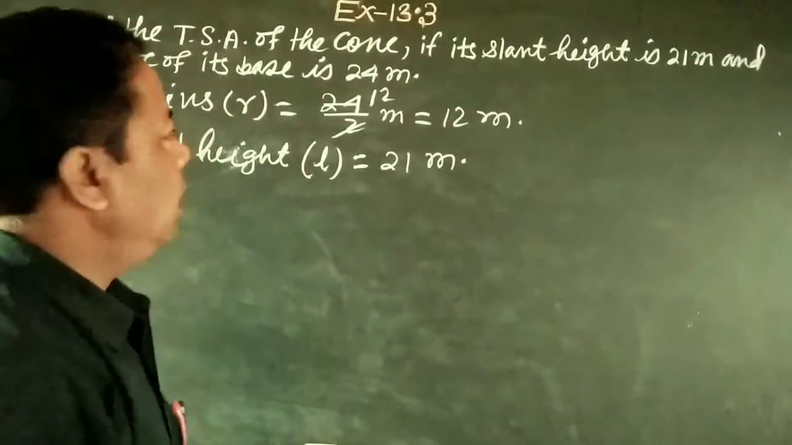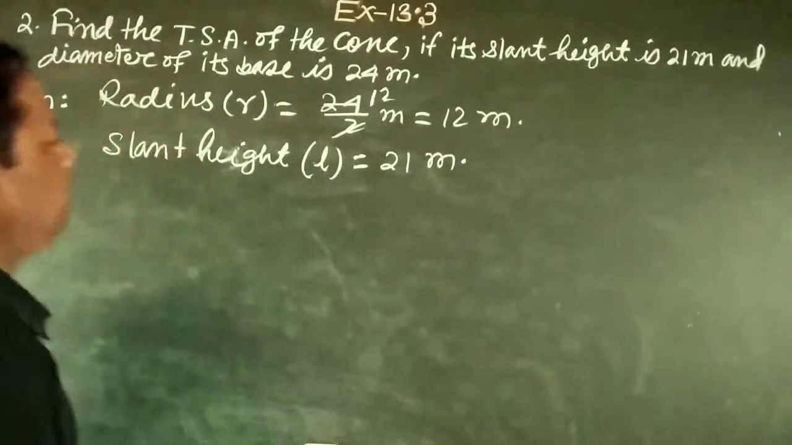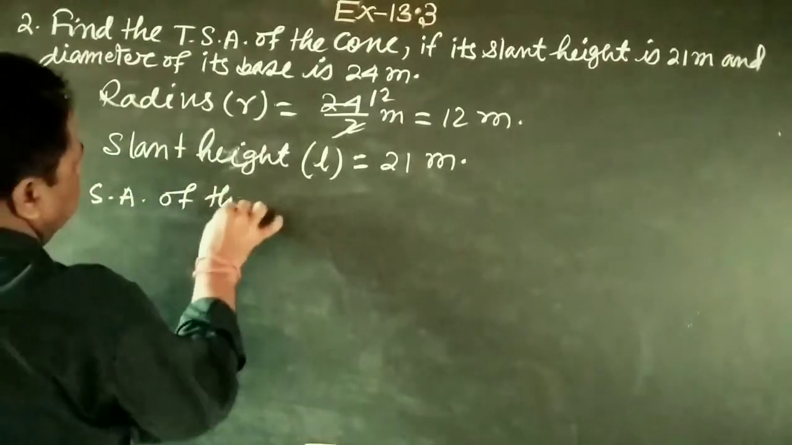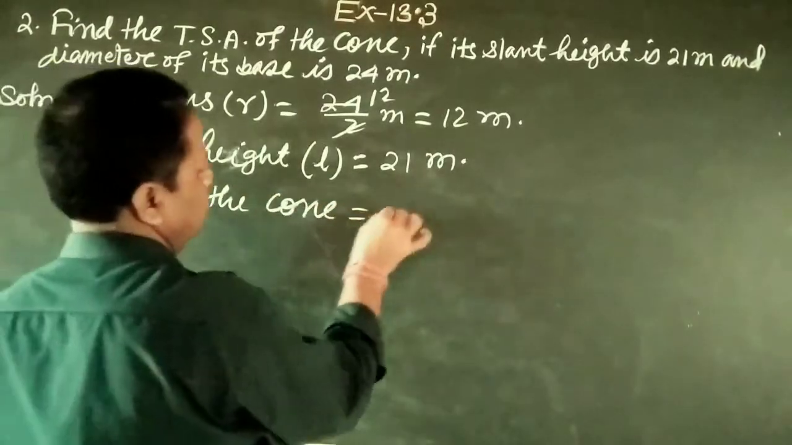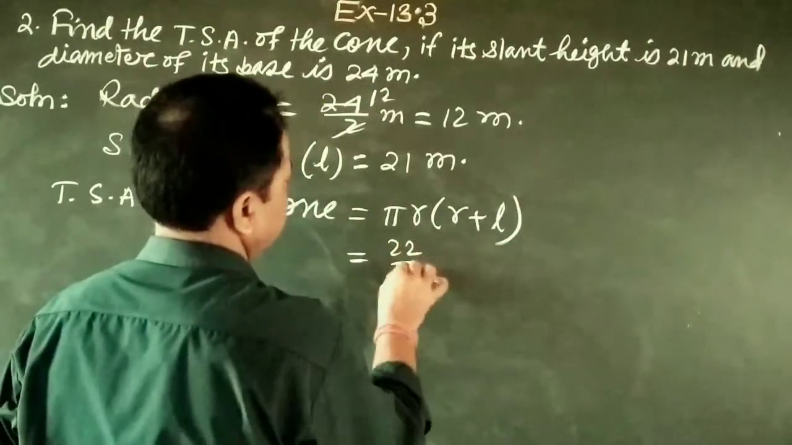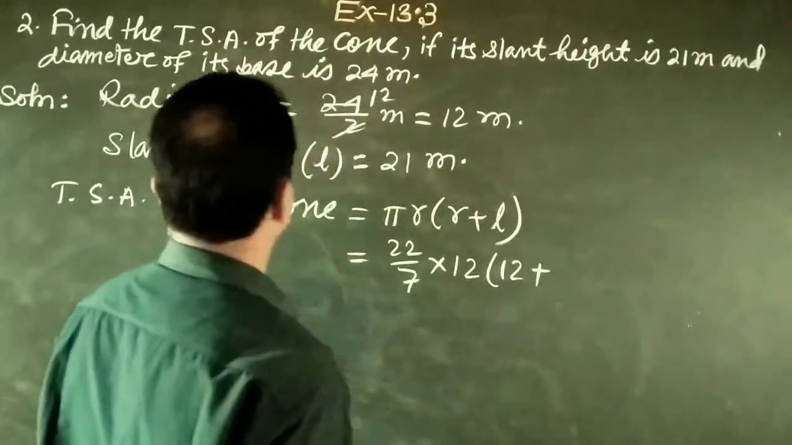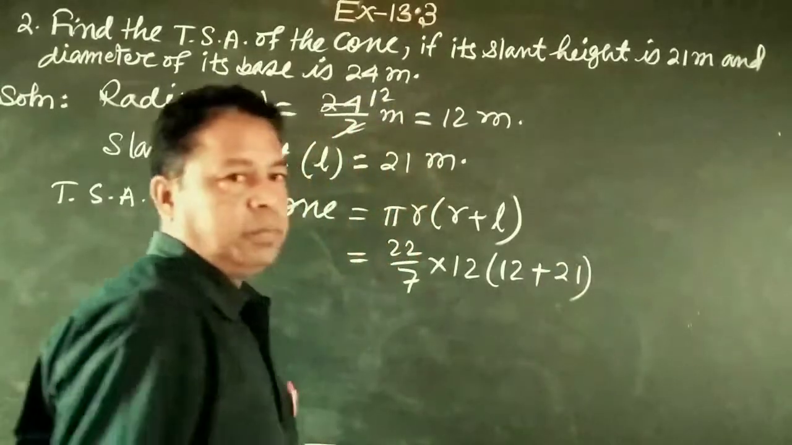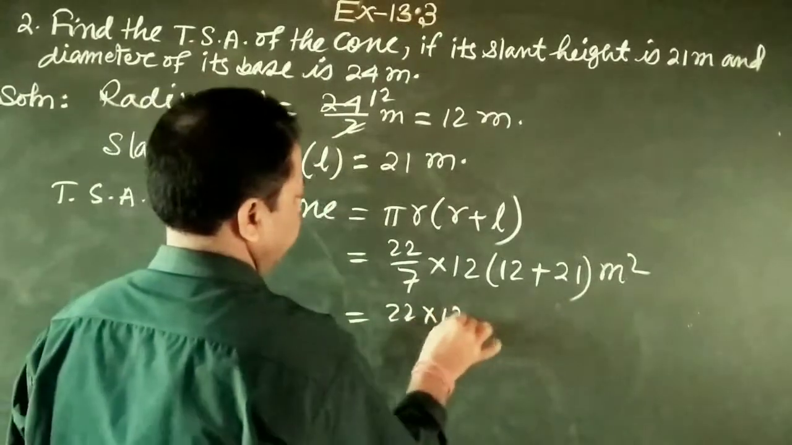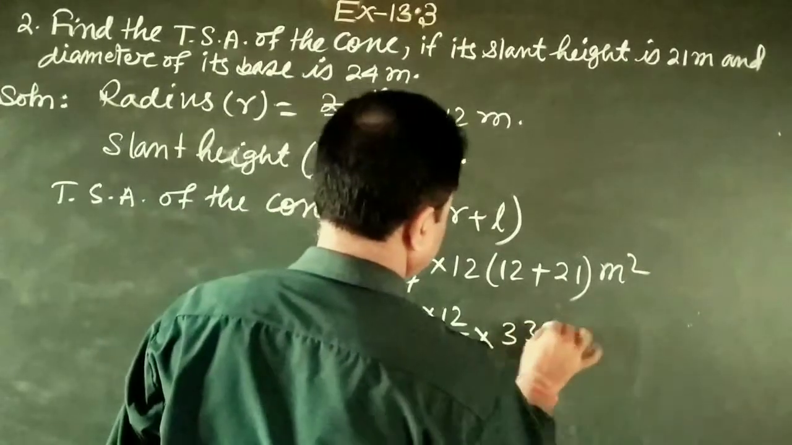Now we need to find the total surface area of the cone. The formula for the total surface area of a cone is pi r (r plus L). The value for pi is 22 by 7, into radius 12, into (12 plus L), slant height, which is 21. The area is in meter square. So 22 into 12 by 7 into (12 plus 21), which is 33 meter square.